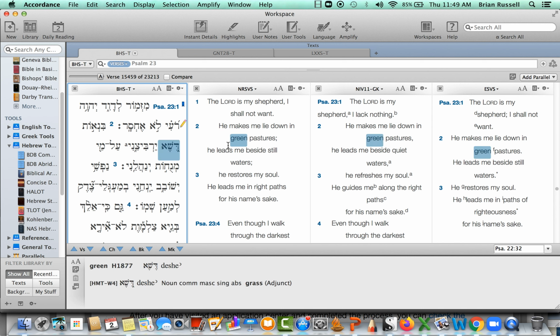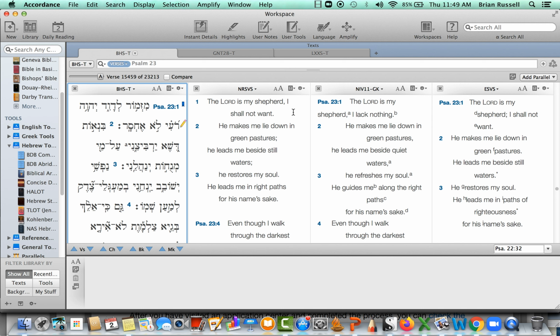In verse 2, we have essentially what's known as synthetic parallelism, where the first line is closely repeated by the second line. He makes me lie down by green pastures. He leads me beside still waters. Those are almost saying very similar things.